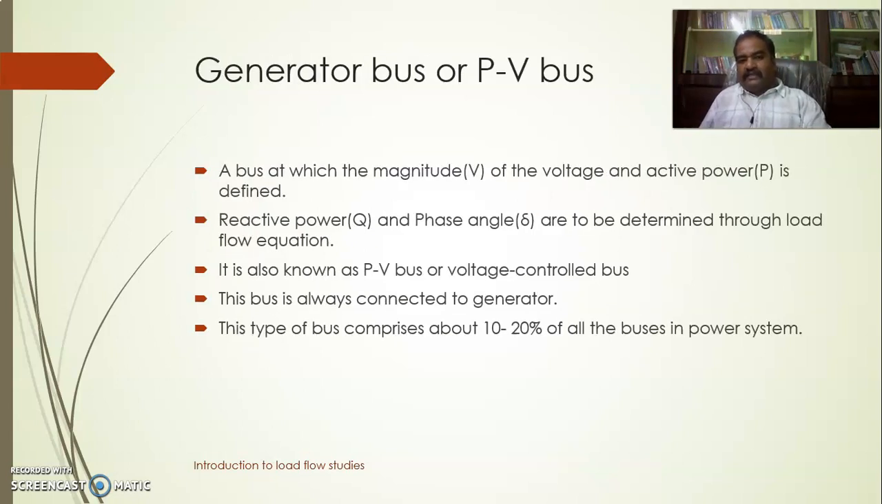And the next one is a generator bus, at which a generator is connected. Since the standard variables are P and mag V, it is sometimes called a PV bus. So the reactive power Q and delta are to be determined through the load flow equations or load flow solutions. In some textbooks it is also called a voltage controlled bus. And these types of buses comprise around 10 to 20% of all the buses in the power system.